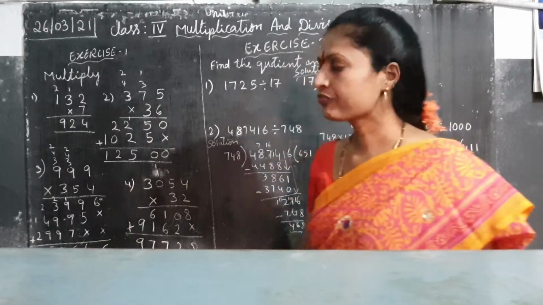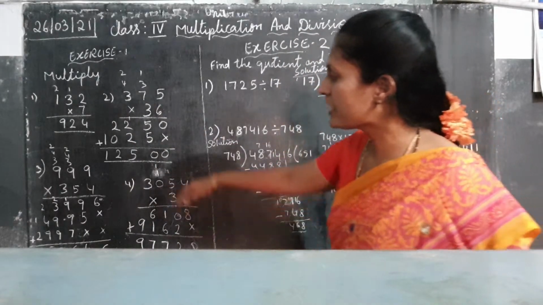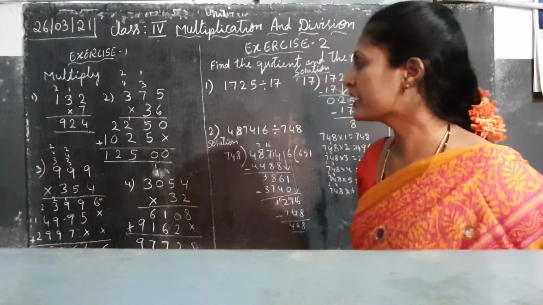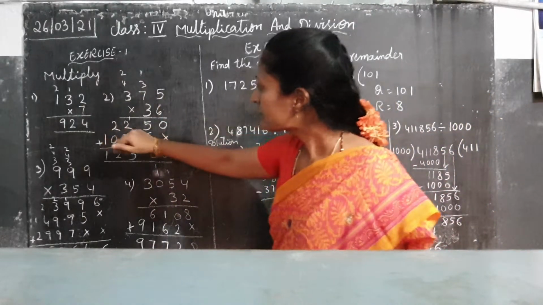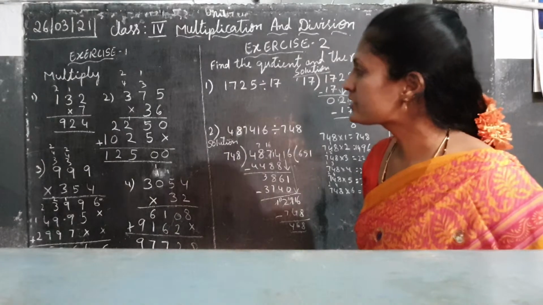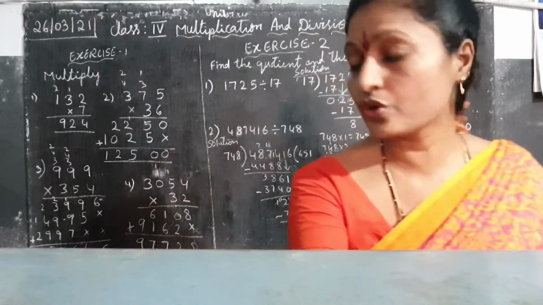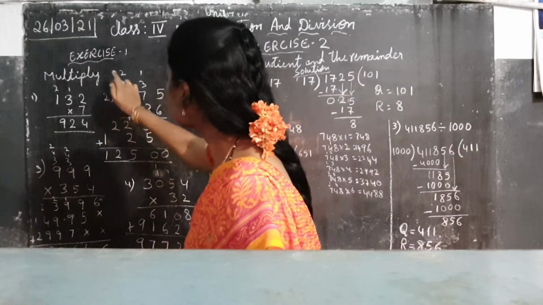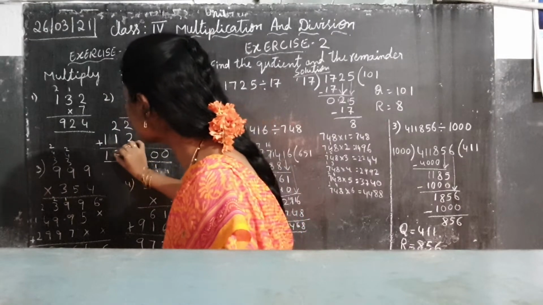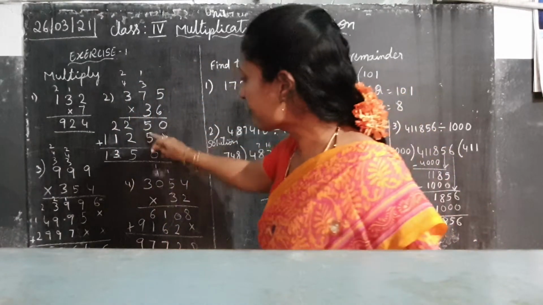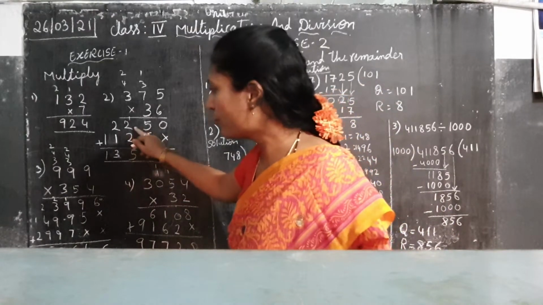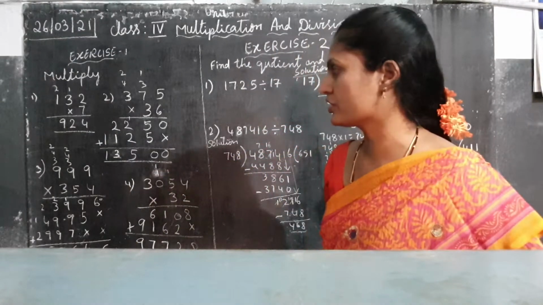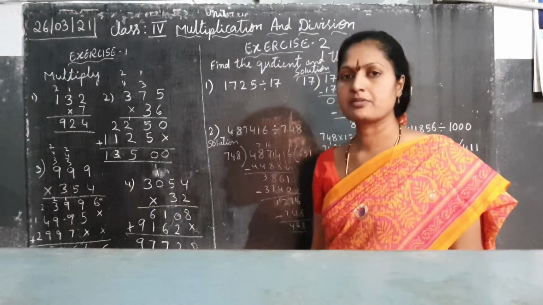3 7s are 21. 21 plus 1, 22. 3 3s are 9. 9 plus 2, 11 it will happen. 9, 10, 11. Then this will happen 3, children. Okay, once 0. 5 5s 10. 1 carry 0. 2 2s 4 plus 1, 5. 2 plus 1, 3 and 1 we have to write, children. This is the product of this multiplication.